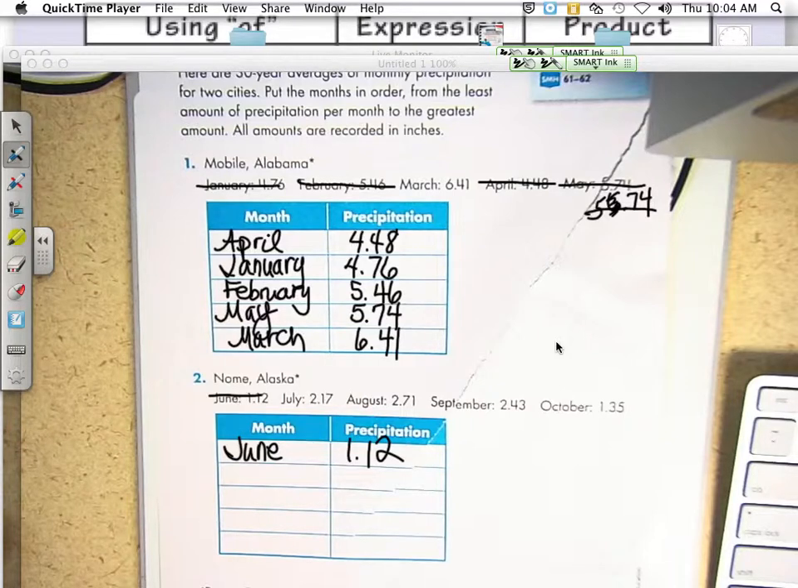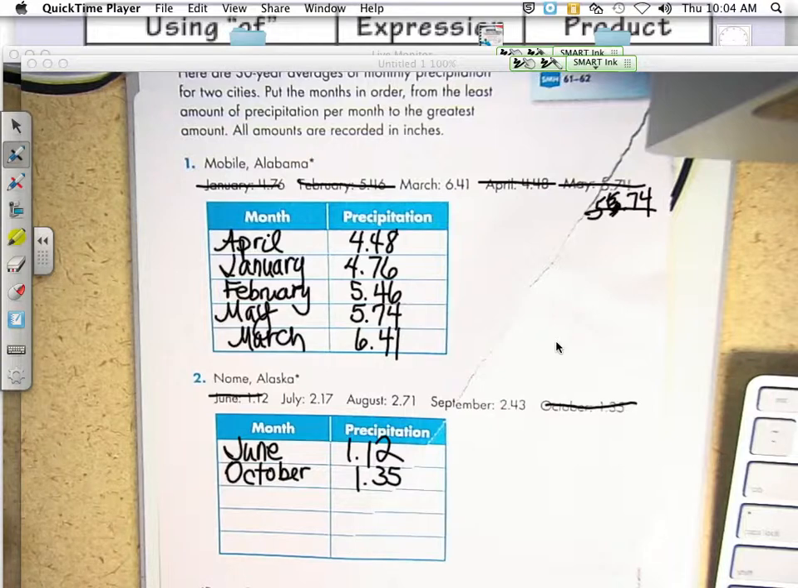Gage? October. And can you read to me how much rain fell in October? 1 and 35. 35 what? Inches. 1 and 35. What place do we go to if we go 2 places past? Hundredths. So what we're saying is 1 and 35 hundredths of an inch. Okay? Next.